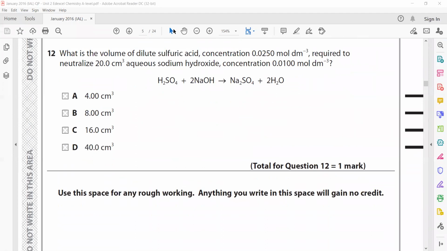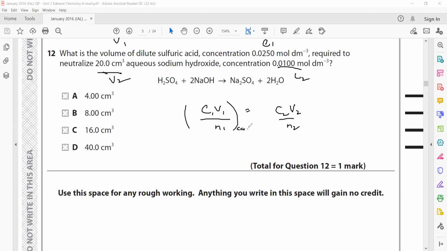What is the volume of dilute sulfuric acid, concentration 0.02, C1, V1, required to neutralize 20 cm cube, so that is V2, and concentration is 0.01. So whenever there is an acid-base reaction, C1V1 over N1 equals C2V2 over N2. One side you can take for acid, and another side you can take for alkali.